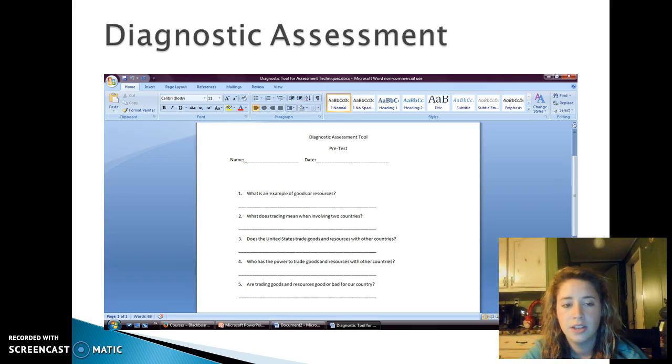On the fifth assessment, which is the diagnostic assessment, I made a pretest, and it says, what is an example of goods or resources? What does trading mean when involving two countries? Does the United States trade goods and resources with other countries? Who has the power to trade goods and resources with other countries? Are trading goods and resources good or bad for our country? So this is still pertaining to my standards from the very beginning.